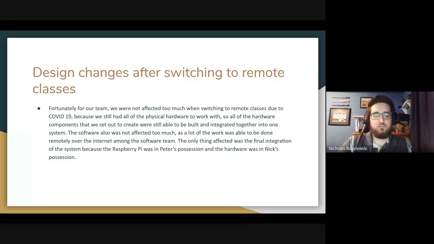So, design changes after switching to remote classes. In terms of the hardware and software individually, they weren't impacted as much because we already had all the hardware components that we needed to finish the hardware section of the project, and software was easily done remotely over the internet. Those two didn't get affected as much, but the integration overall at the end did, because we weren't able to actually meet up and integrate the Raspberry Pi with the algorithm to the physical structure that we had with all of the hardware.